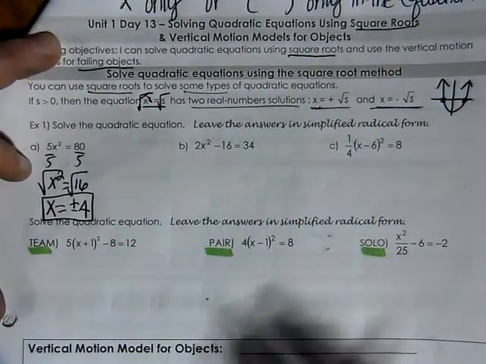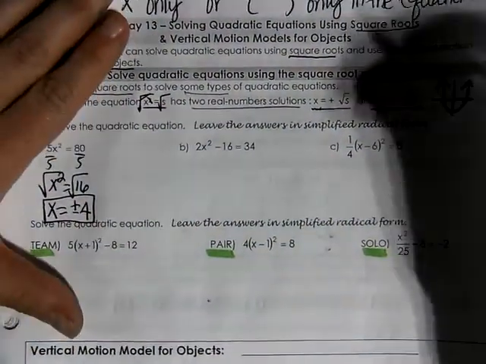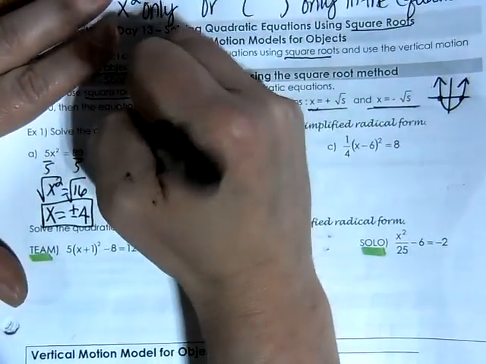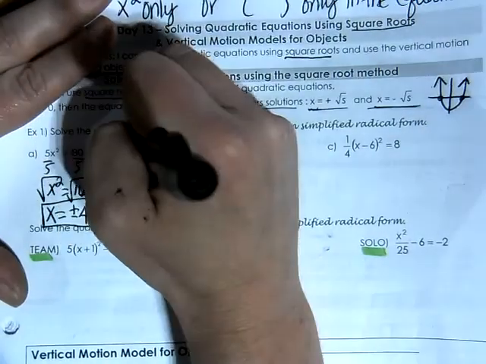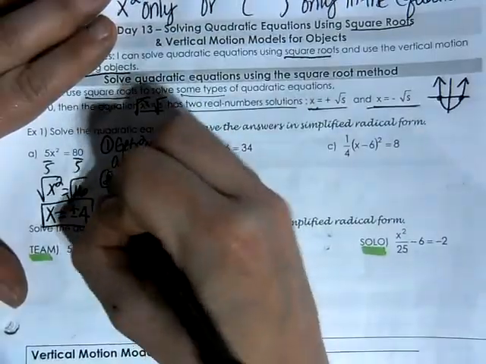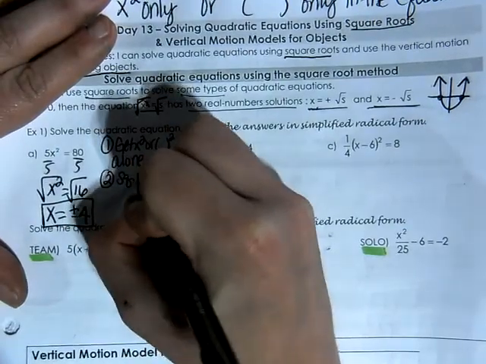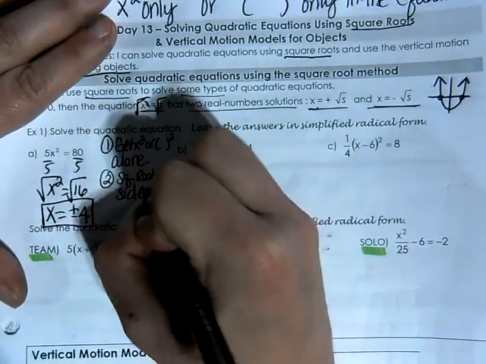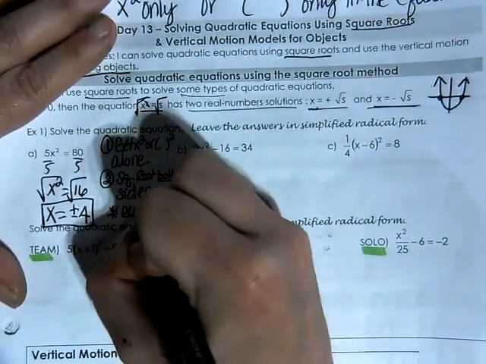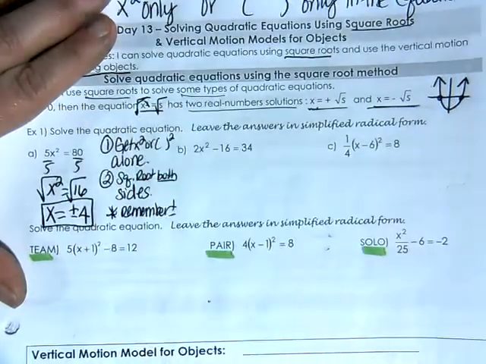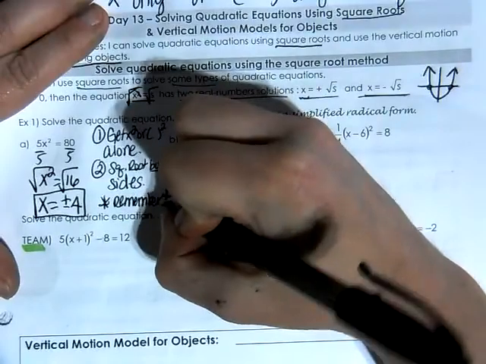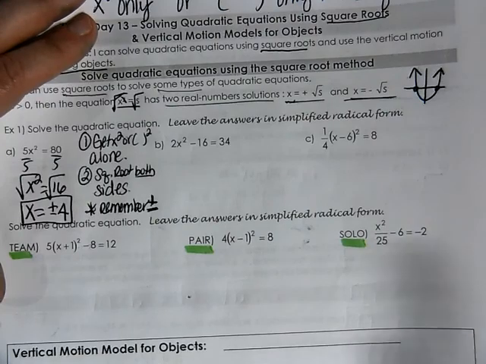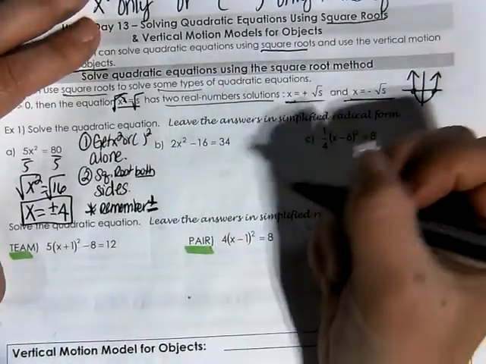For letter B, my goal is to get that x squared alone. So I'm going to write down these steps. Step number 1 is to get x squared, or the parenthesis squared, alone first. And then step 2 is we're going to take the square root of both sides. And I'm going to put down a reminder to remember your plus or minus as a part of your answer. Plus or minus is absolutely important because you have to remember that there's possibly a positive x-intercept and a negative x-intercept. Let's go ahead and look at letter B.